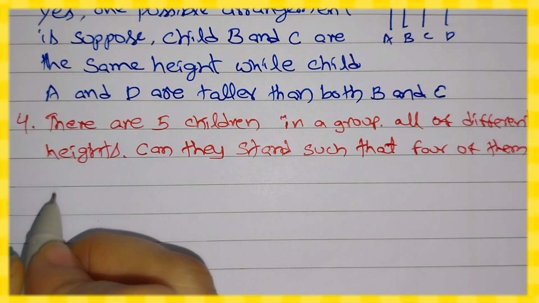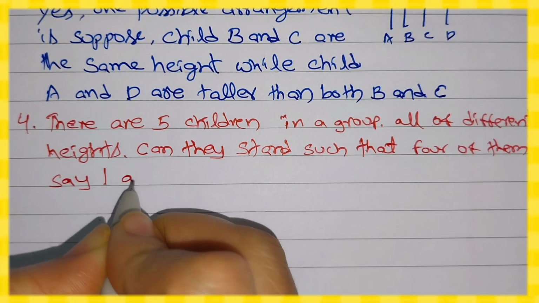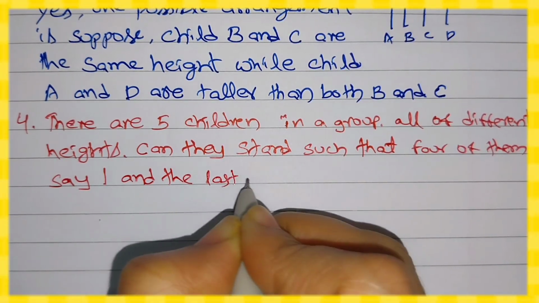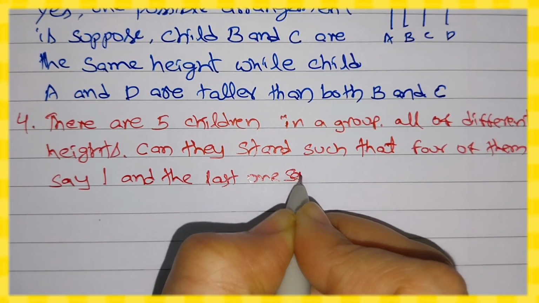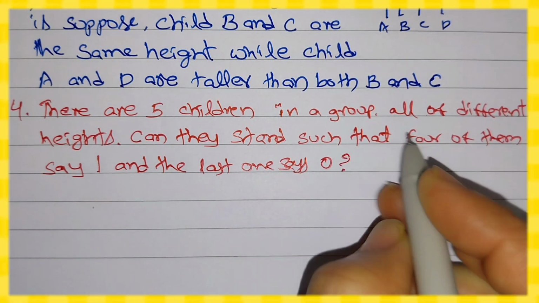Moving to the fourth question. There are 5 children in a group, all of different heights. Can they stand such that 4 of them say 1 and the last one says 0? Why or why not? Let us consider this first.